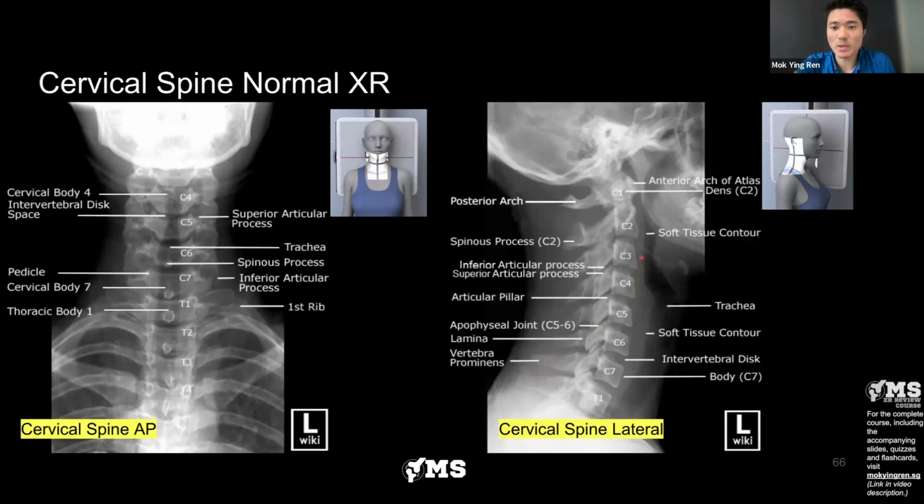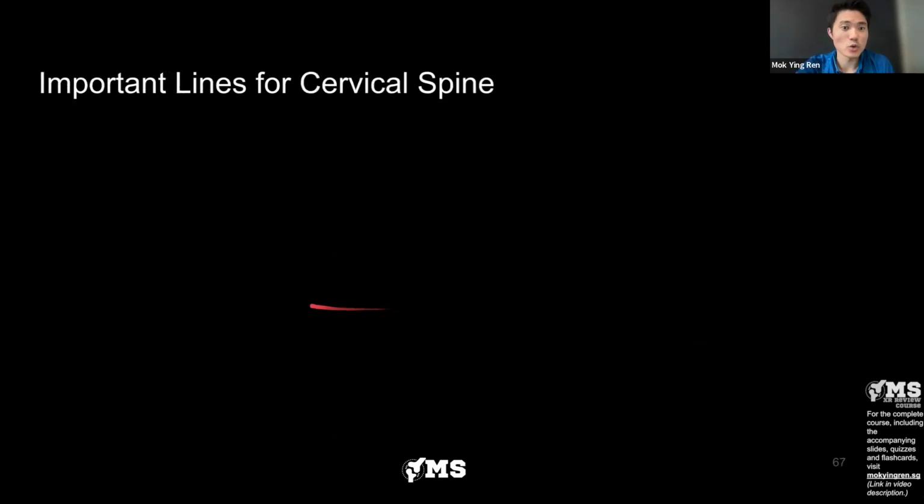Okay, all right, so remember, count from C2, that's the most accurate. C2, 3, 4, 5, 6, 7, and you describe abnormalities by the level, like, oh, C4-5 or C5-6 kind of thing. And there are some special lines that you also want to look at here because I will be describing them later. But take note that on the X-ray, on the lateral view, you can also look at soft tissue. So this may be prominent when there is retropharyngeal swelling, which I will then show you now in the important lines for the cervical spine.